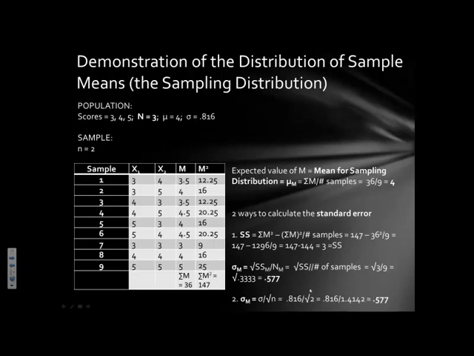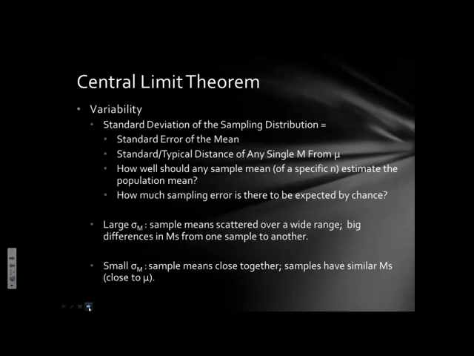But remember, you don't have to go through all this. You can find it by just using this formula right here. There's a bunch of different ways that you can describe the standard error of the mean. You could say it's the typical difference of any sample mean from the population mean. How well should any sample mean of a specific sample size estimate the population mean? How much sampling error is expected by chance? All of those different ways to describe the standard error are correct.